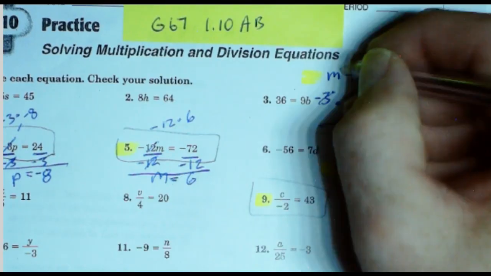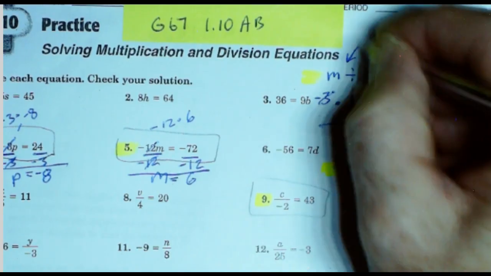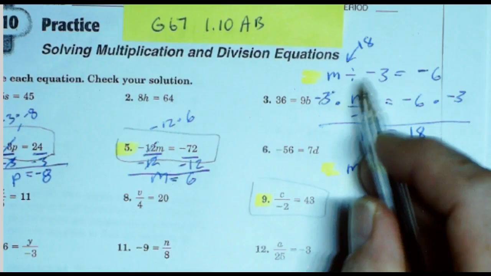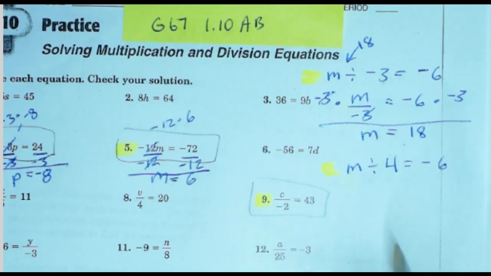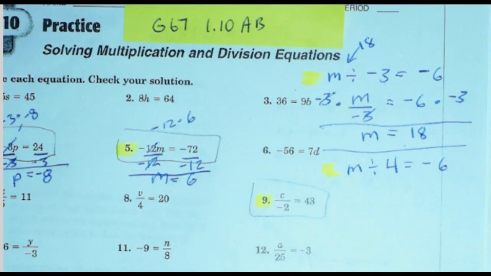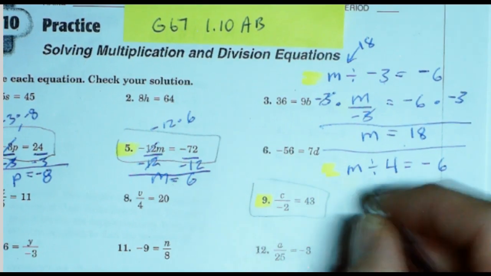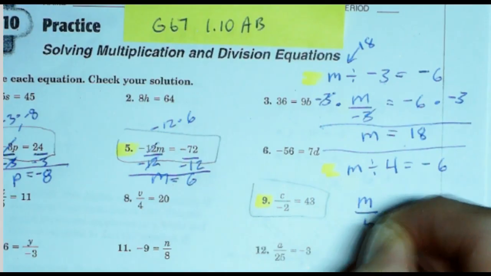And I can just go back right up to here and I can pop that answer in and double check it again. 18 divided by a negative 3 equals a negative 6. That's right. Positive divided by a negative is going to equal a negative. All right, so I'm going to draw another line here just so you can see my other problem here. So I'm going to go ahead and try this one. M divided by 4, so I'm going to rewrite it as a fraction. M divided by 4 equals a negative 6.